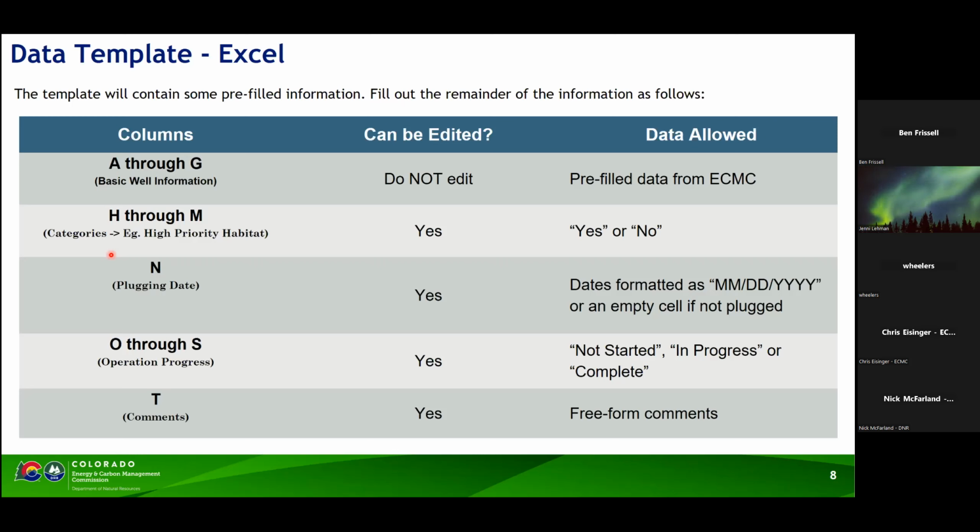Columns O through S will document the progress of certain operations, such as the termination of electric service. For those categories, you're going to want to enter exactly these words: not started, in progress, or complete. Please ensure they're typed correctly. If not, there will be an error thrown. And then finally, column T will allow you to enter any free-form comments specific to each well.